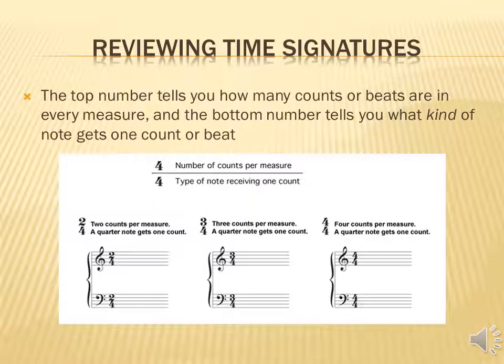In the time signature, the top number tells you how many counts or beats are in every measure, and the bottom number tells you what kind of note gets one count or beat. So in 4/4, there are 4 counts or beats per measure, and the quarter note is the type of note receiving 1 count or beat. In 2/4, there are 2 counts per measure, and a quarter note gets 1 count. In 3/4, there are 3 counts per measure, and a quarter note gets 1 count.